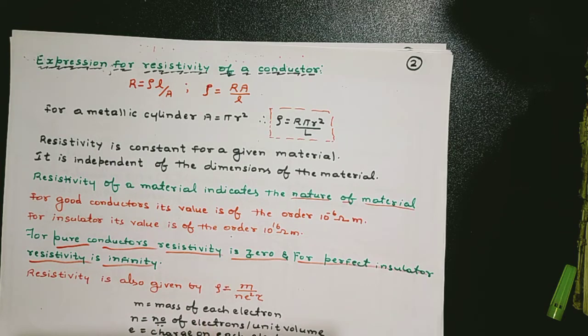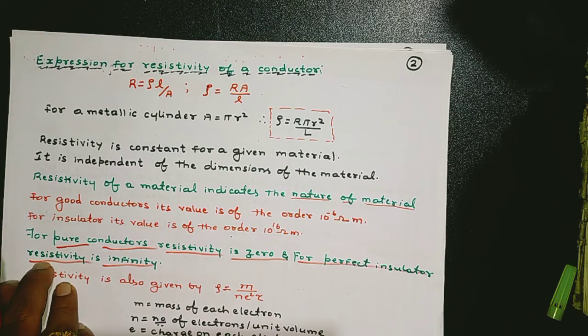Resistivity is also given by m by n e square tau. M is the mass of each free electron in the metal considered. N is the number of electrons per unit volume of the conductor. E is the charge on each electron, and tau is what is called as relaxation time. We had learnt about this relaxation time in the same chapter. So resistivity of a material is also given by this formula, m by n e square tau.